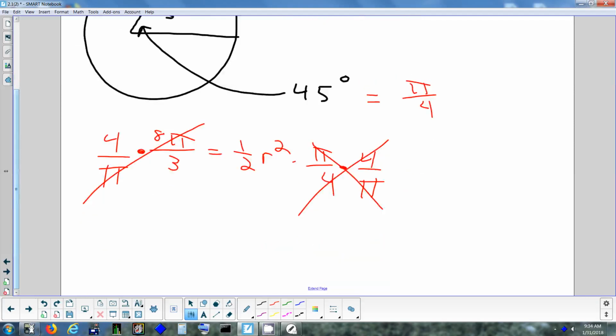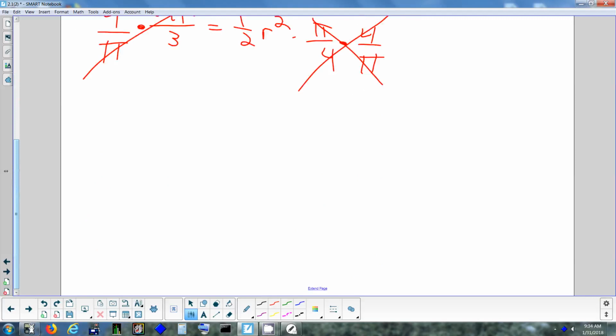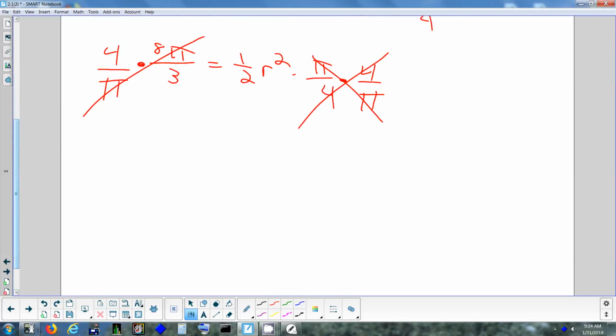Pacey, what's on the left-hand side now? 4. Oh, I need 32 over 3. So we get 32 over 3 equals 1/2 r squared. Okay, so that's better. We got some stuff away from the r. Ben, what else do I have to move on the other side away from the r? Yep, the half. And how would we get the 1/2 on the other side?